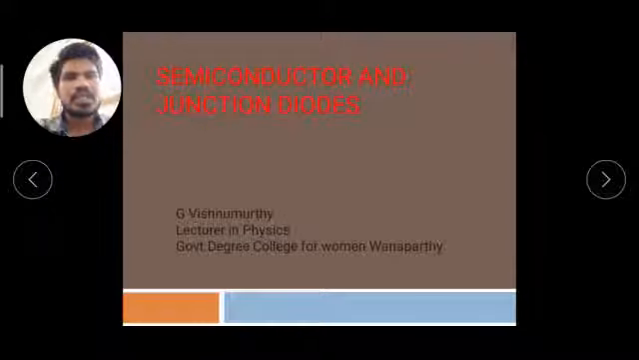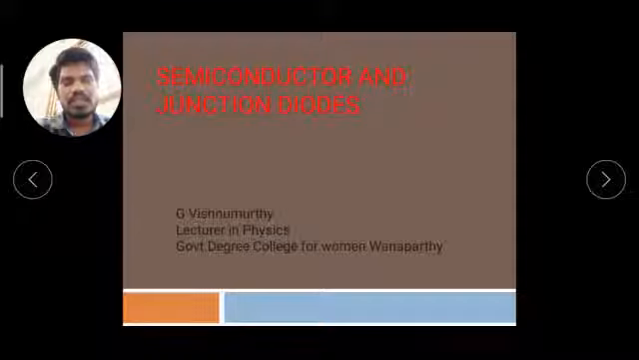Today, my topic is semiconductors and junction diodes. And before class, we will see about the band theory. Depending upon the band theory, the materials are classified into three types: one is the insulators, second one is semiconductors, and third one is conductors.